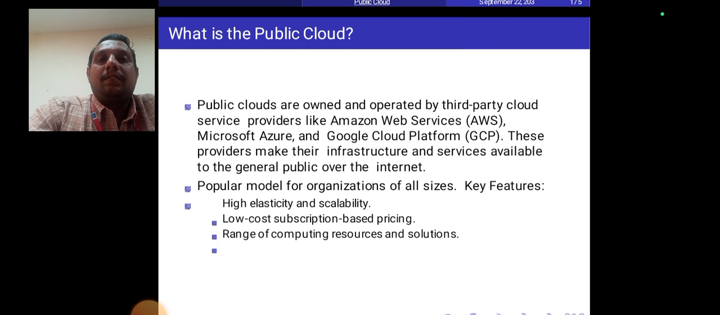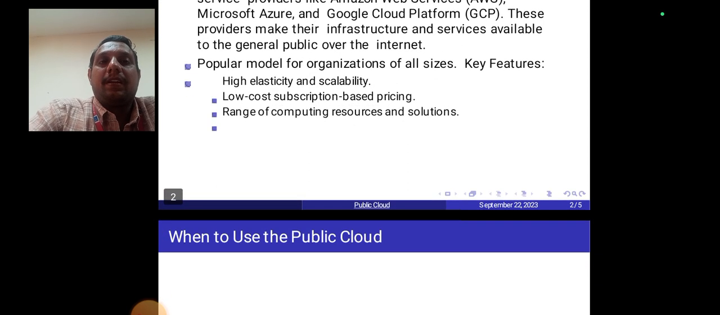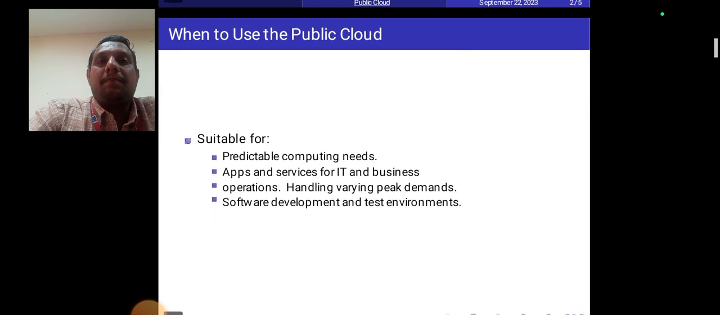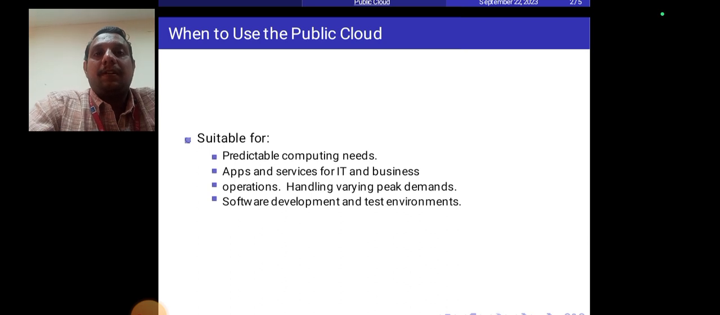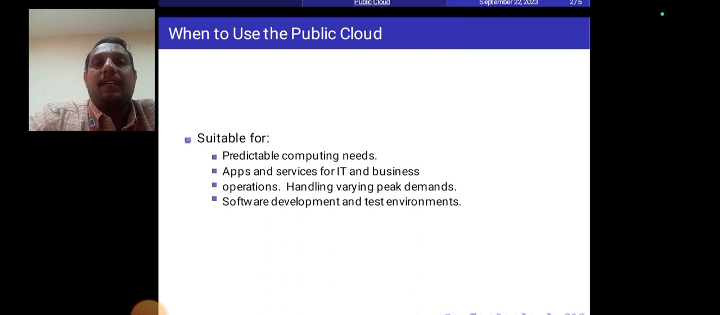The key features of the public cloud are high elasticity and scalability, low cost subscription-based pricing, and a range of computing resources and solutions. When to use the public cloud? The public cloud is suitable for predictable computing needs. If we know the computing needs are predictable, we can use the public cloud, and for applications and services for IT and business operations, handling varying peak demands, software development and test environments. So these are suitable for using the public cloud.